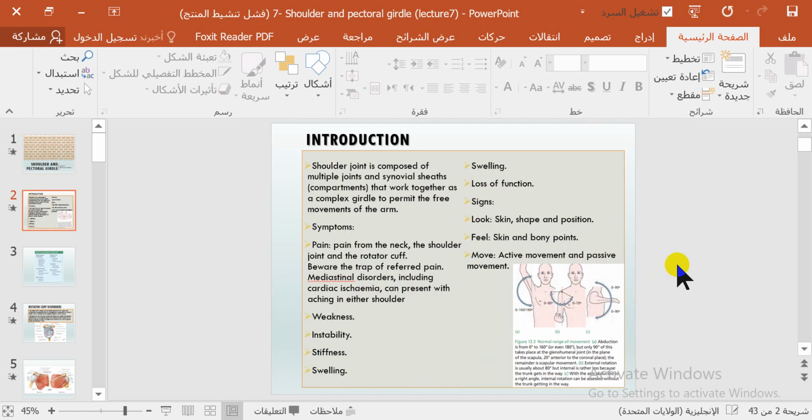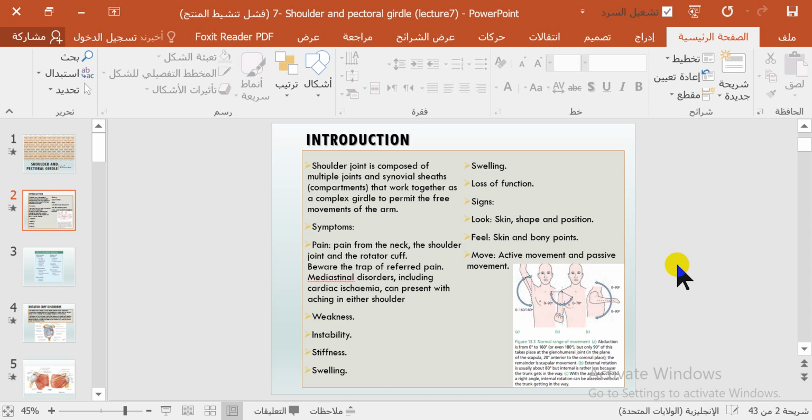Introduction. The shoulder joint is composed of multiple joints and synovial sheath compartments that work together as a complex girdle to permit the free movement of the arm. It is the proper shoulder joint between the glenoid and the humerus, and also a part of what's called the scapulothoracic joint, which is a muscular part of the joint to complete the range of the movement.